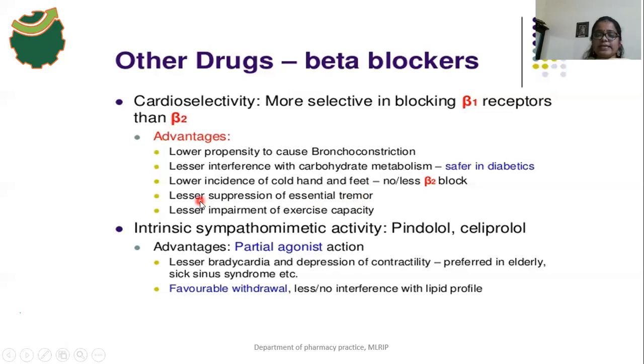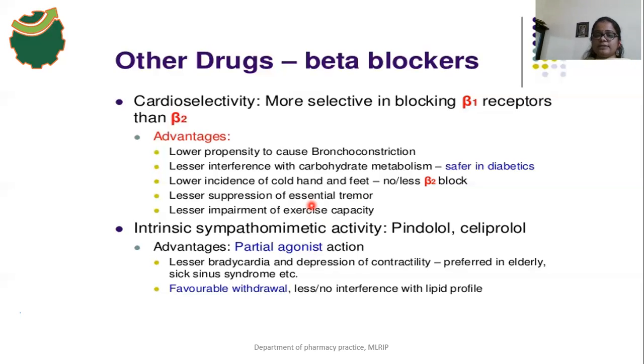There is a lesser suppression of essential tremors and a lesser impairment of exercise capacity, because exercise capacity is also reduced. Propranolol reduces exercise capacity because it reduces blood flow, and it blocks the glycogenolysis process and the lipolysis process. As a result, there is a reduced fuel flow to the exercising muscles also.